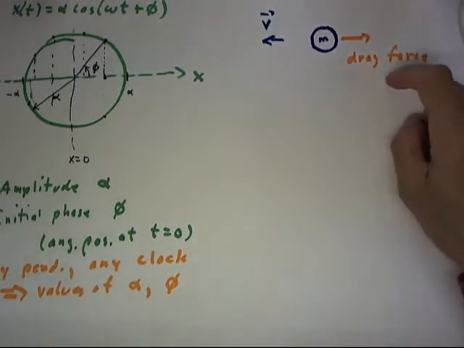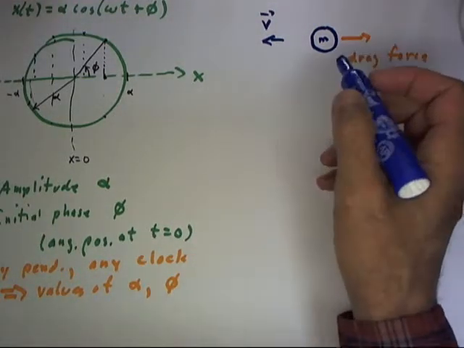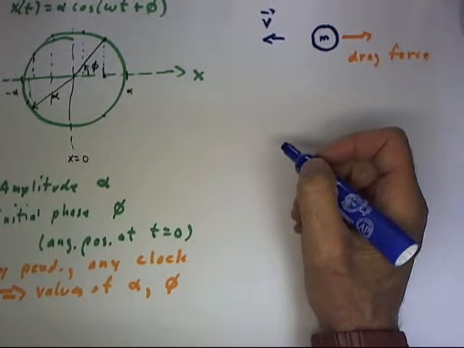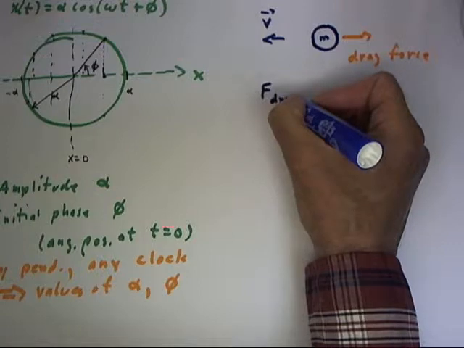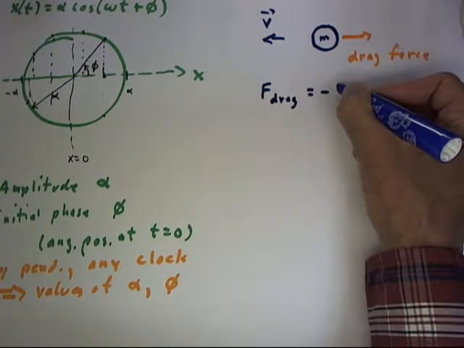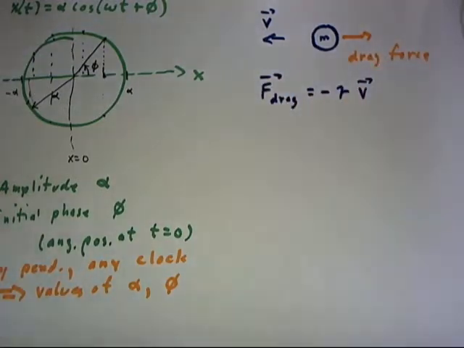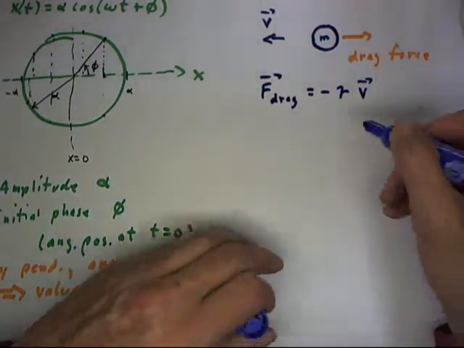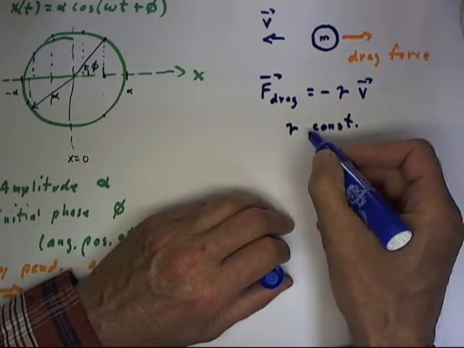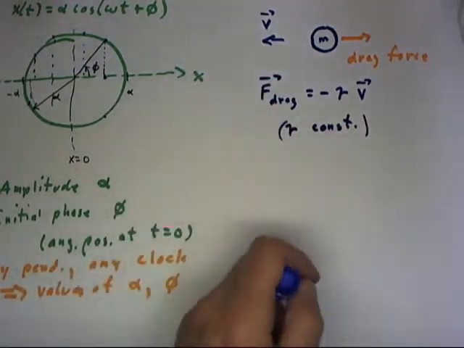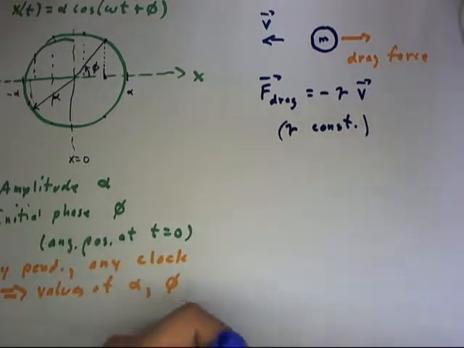Now, drag forces can take many forms. One of the common forms for an object that isn't moving too fast in a medium that isn't too dense is drag force equals negative gamma times v, where gamma is a constant that depends on the medium and the nature of the pendulum, its size and shape.